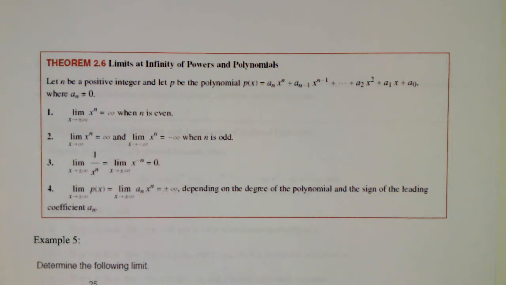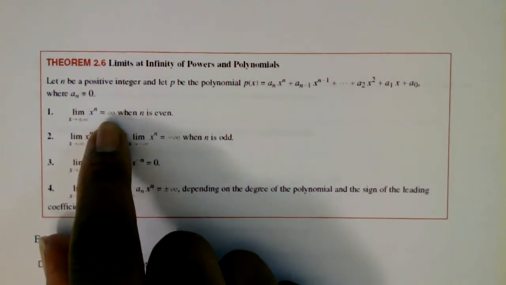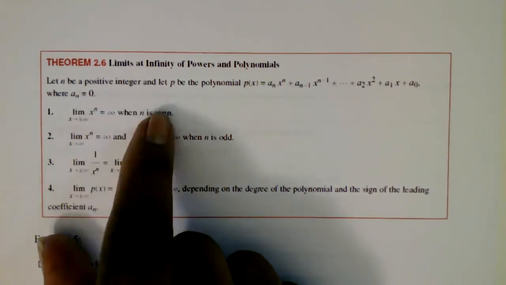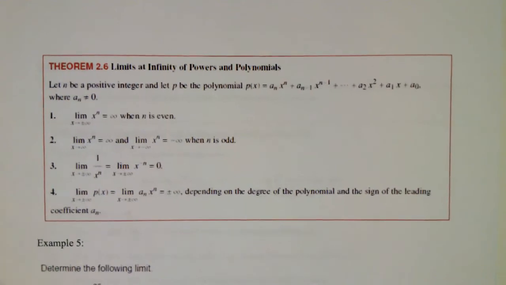Okay, here are some rules. The limit as x approaches plus or minus infinity of x to the n will be equal to infinity, and that is when your n, the exponent here, is even. Like x squared, x to the 4th, x to the 6th. Your exponent has to be an even power.